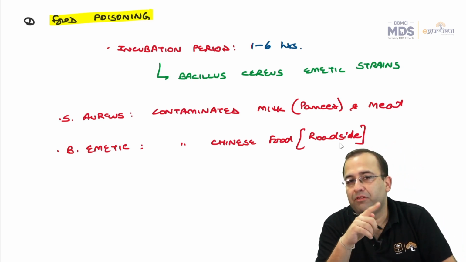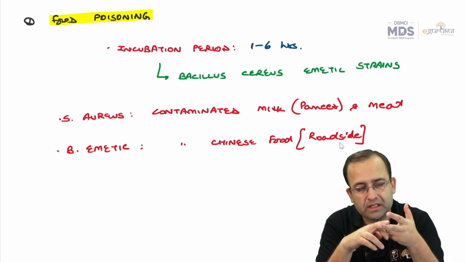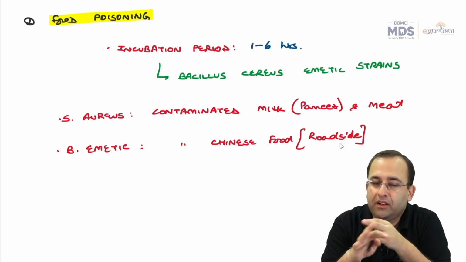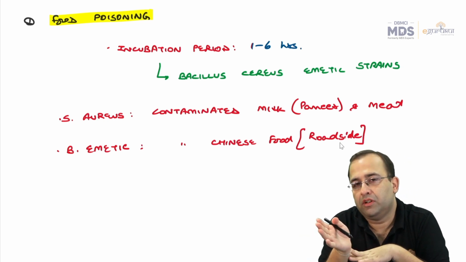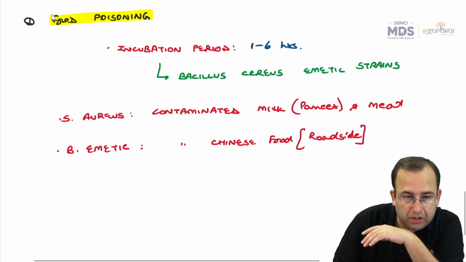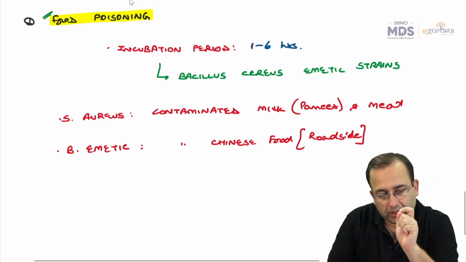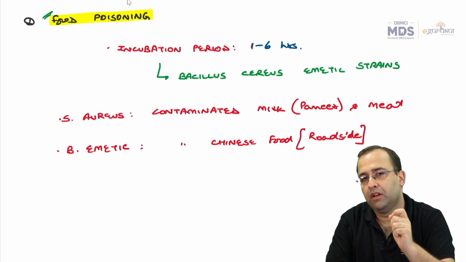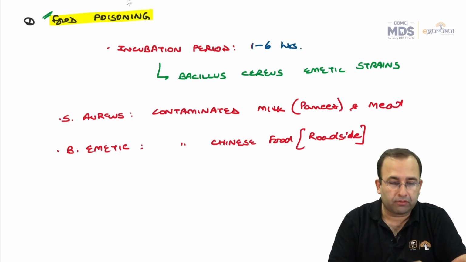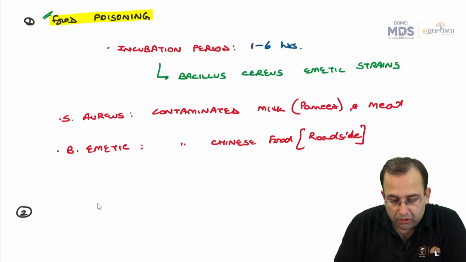So in a marriage setup, food poisoning occurring after 1 to 6 hours is Staph aureus, versus a couple on a romantic date having roadside Chinese food is Bacillus cereus emetic. First point. So this is how, all jokes apart, the classical clinical history is given with Staph aureus versus emetic.